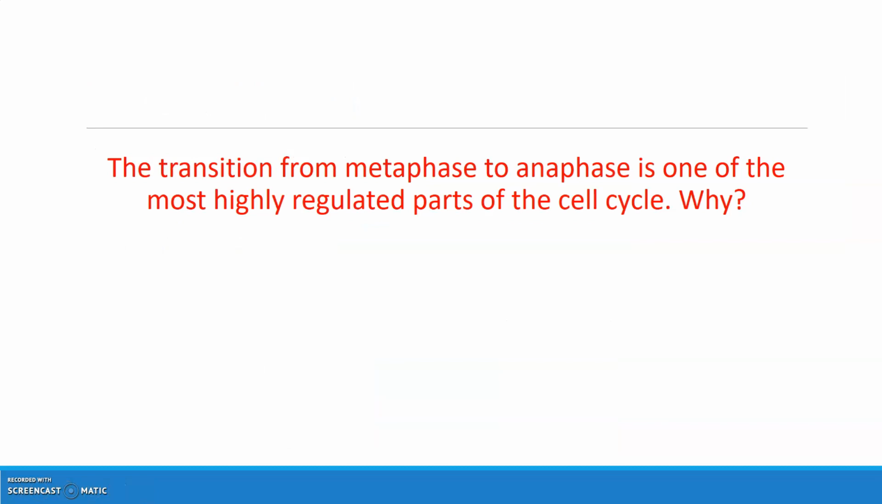And so the transition from metaphase to the next phase of mitosis, or anaphase, is one of the most highly regulated parts of the cell cycle. And I'd like for you to take a second and pause the video and think about why that might be.